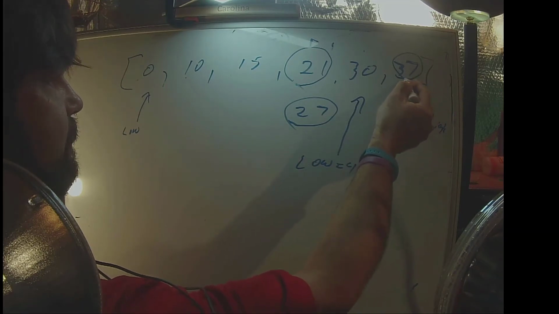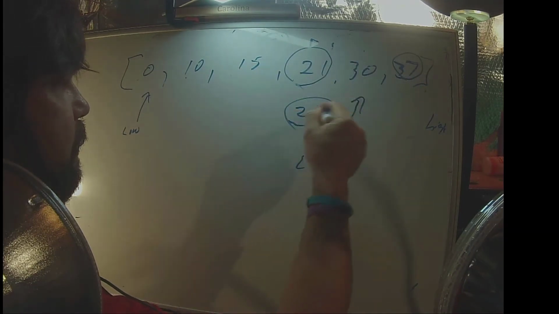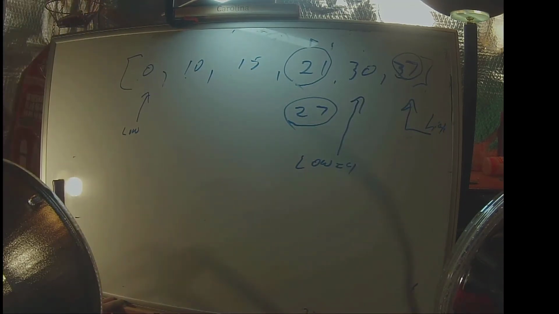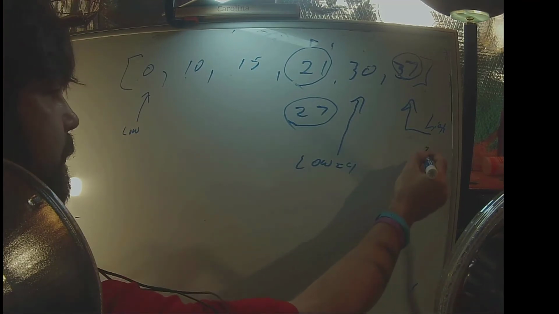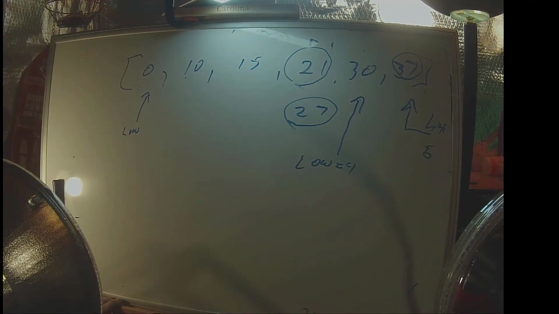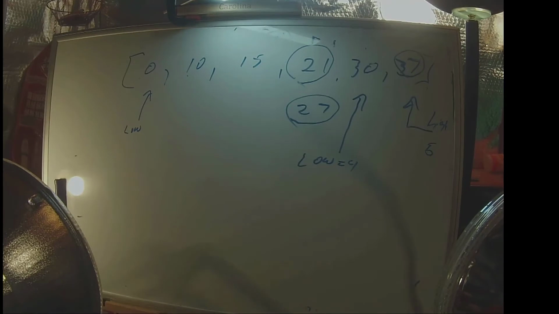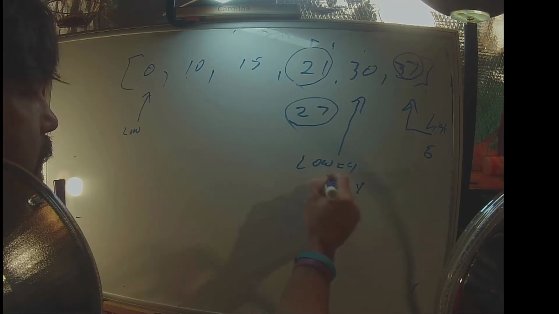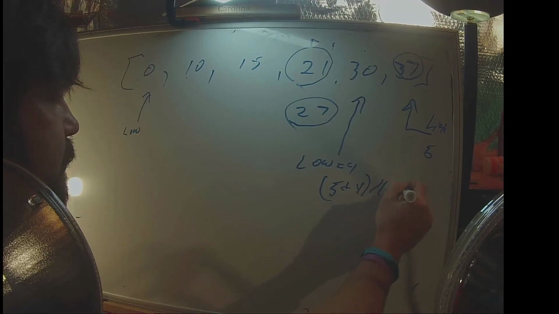37 is greater than 27, so now we move high down to point there. High is now 5. Low is still 4. Before I go off the rails, just let me... Yeah, okay. High is now 5, low is now 4. We take the average, 5 plus 4 is 9. 5 plus 4, integer divided by 2 equals 4.